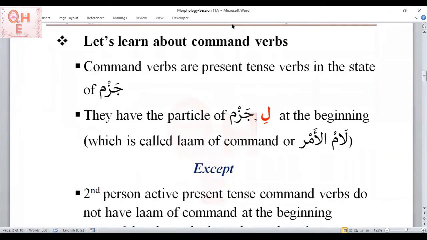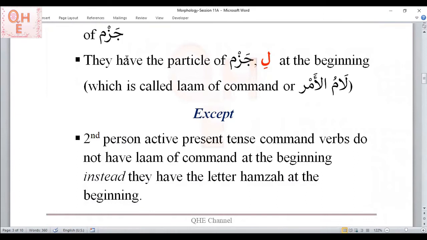Command verbs are present tense verbs in the state of Jazm. They have the particle of Jazm, Lam kasra li, at the beginning, which is called Lam of command or Lamul Amr, except second person active present tense command verbs, which do not have Lam of command at the beginning. Instead, they have the letter Hamzah at the beginning. And when we look into the chart, it will be very clear to you.